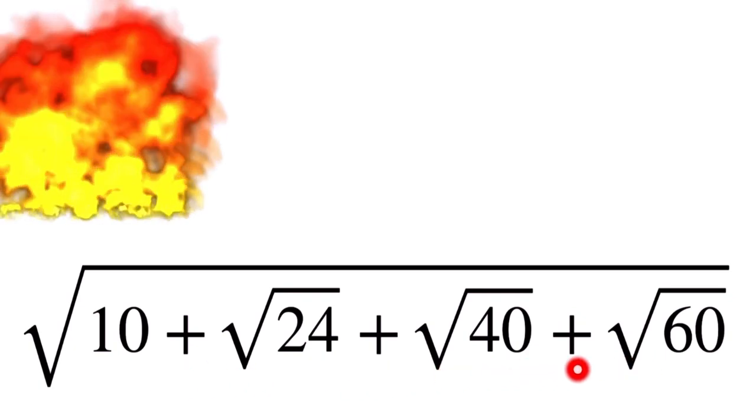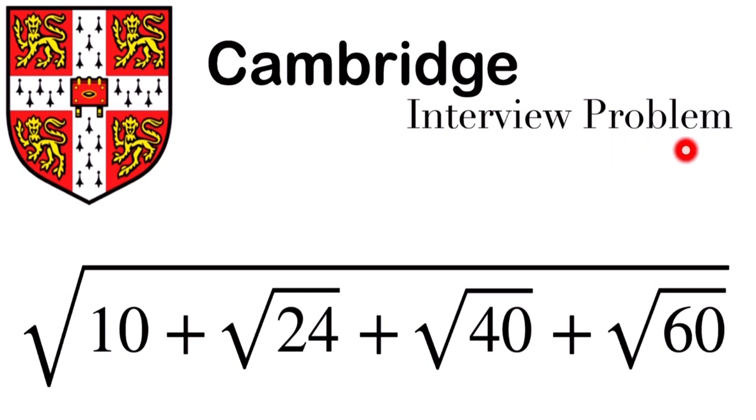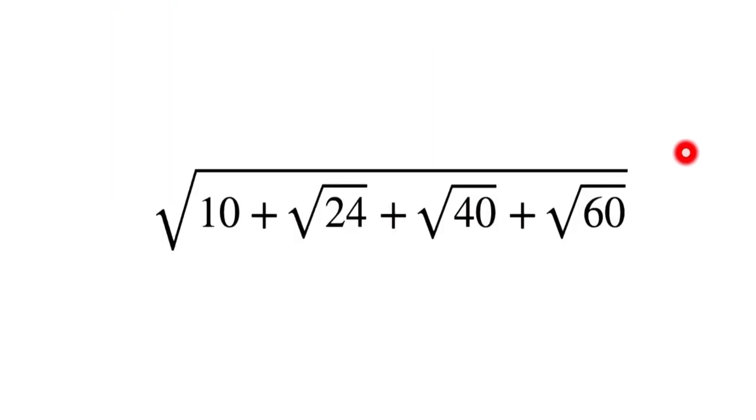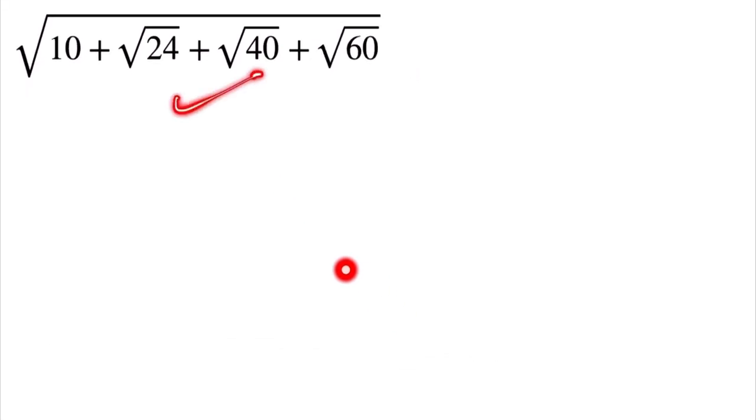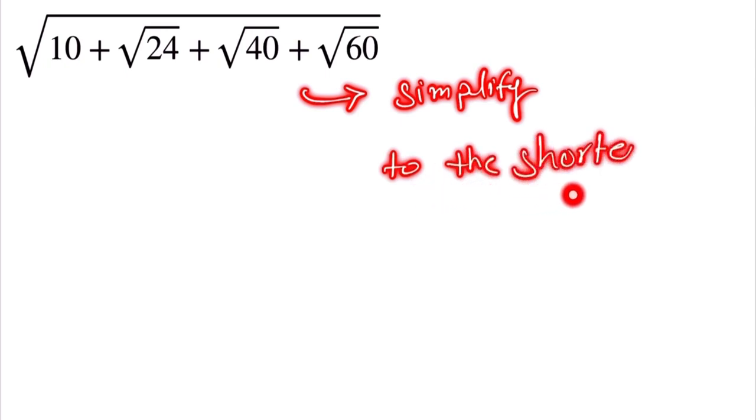This question is taken from a Cambridge interview problem. Can you solve this problem? If you can, then pause the video and give it a try. Otherwise, let's see the solution. So this is our question: the whole square root of 10 plus square root of 24 plus square root of 40 plus square root of 60. We have to simplify this to the shortest form.